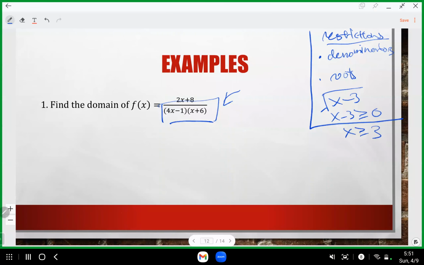So now let's do this problem. What is the domain restriction? Well, obviously, it's the denominator. So (4x minus 1) times (x plus 6) cannot be equal to 0. Therefore, x cannot be equal to 1/4, and it cannot be equal to negative 6. Taking these in mind, we can look at our domain here. It's going to be like this.